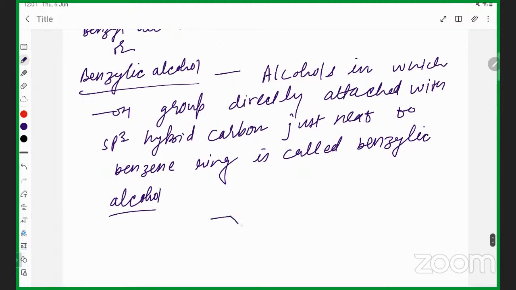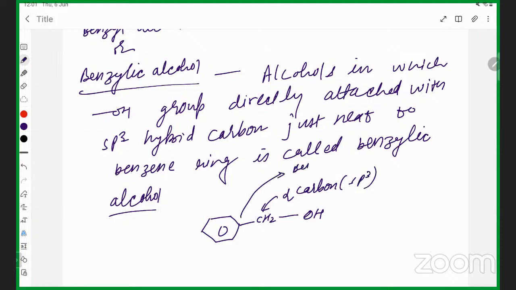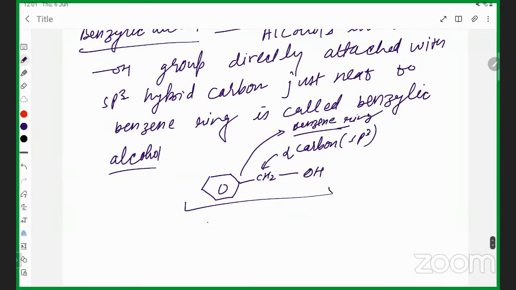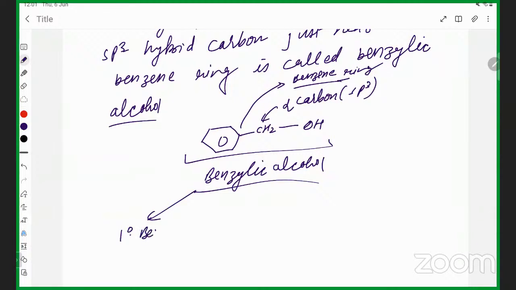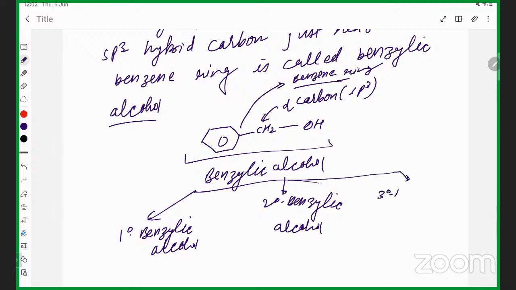Now example, if you see, this is alpha carbon, and that alpha carbon is sp3 hybrid, and this carbon is just next to benzene ring. So if OH group is directly attached with sp3 hybrid carbon just next to benzene ring, that is called benzylic alcohol. This can be of three types. 1 degree benzylic alcohol. Second one, 2 degree benzylic alcohol. And last one is 3 degree benzylic alcohol.